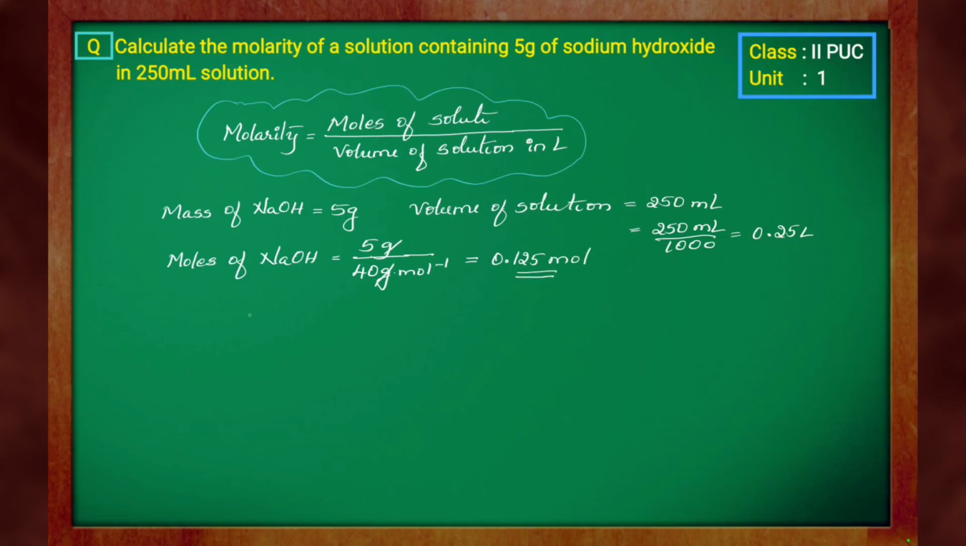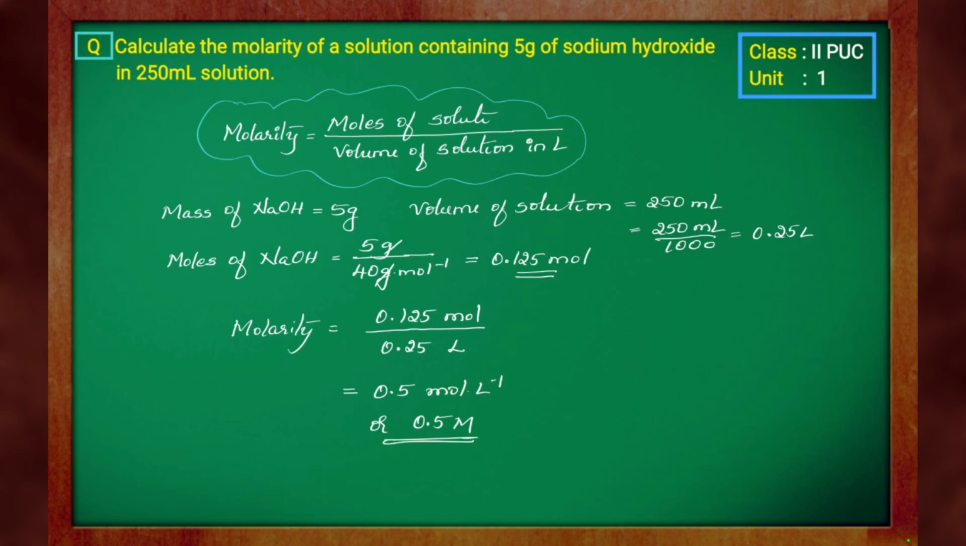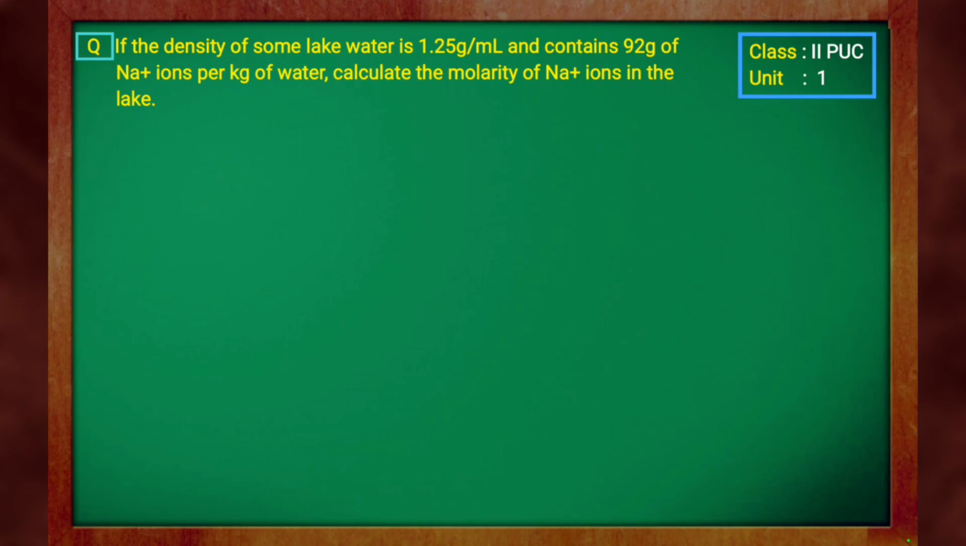Now let us substitute all these values into the formula for molarity. Therefore, we have molarity is equal to moles of solute, that is 0.125 mole, divided by volume of solution in liter, which is 0.25 liter. Simplifying this, we get 0.5. The unit is mole per liter, or the same can be written as 0.5 molar. So therefore, the molarity of solution containing 5 gram of sodium hydroxide in 250 ml solution is 0.5 molar.